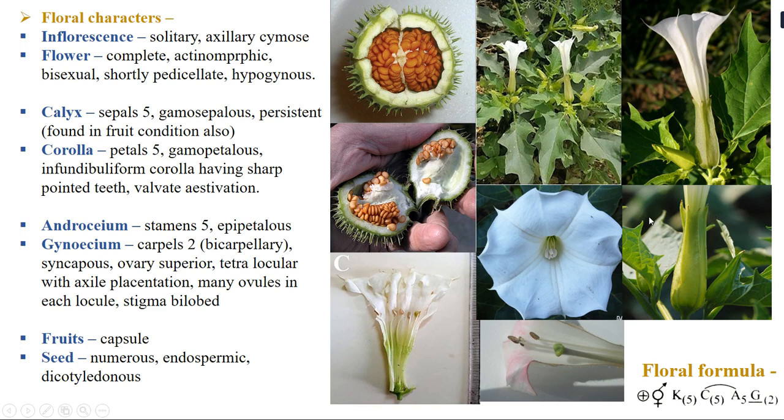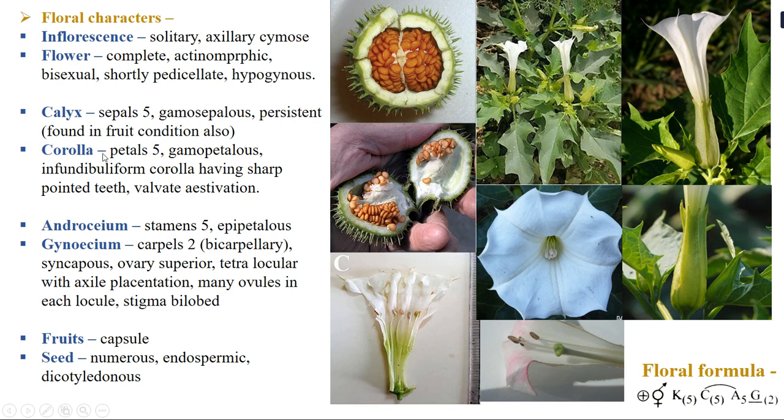Persistent. What do you mean by a persistent calyx? Persistent calyx means that even if the flower is shed off, after the flowering part, what happens is the fruiting. So the calyx is seen with the fruit as well. I'll be showing you in the next slide what you mean by a persistent calyx. So the fruit will be attached with the calyx. Okay, so that is what a persistent calyx is.